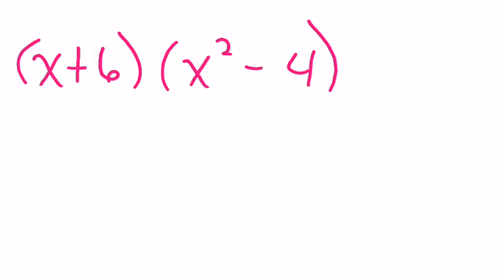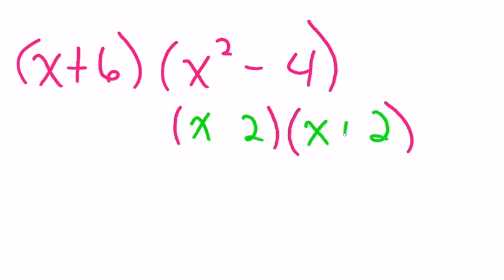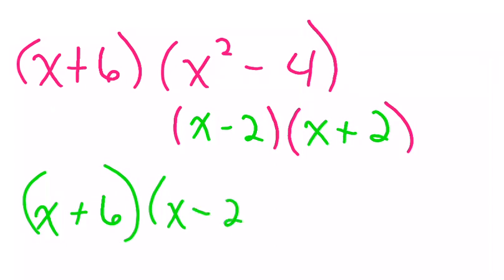So we have x plus 6 times x squared minus 4, and now this one can break into 2 binomials all by itself. So what does that become? Well, x times x, and then 4 is 2 times 2, and we want 1 plus and 1 minus because our middle term is 0. So if we say 2x minus 2x, that gives us 0. So our final answer is x plus 6 times x minus 2 times x plus 2.